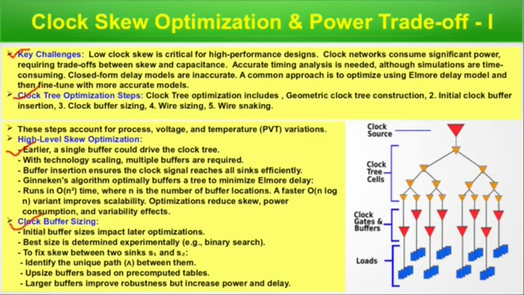Now, clock buffer sizing. Initial buffer sizes impact later optimizations. The best size is determined experimentally, that is binary search. To fix skew between two sinks S1 and S2, identify the unique path between them. Upsize buffers based on pre-computed tables, and larger buffers improve robustness but increase power and delay. That is about clock buffer sizing.